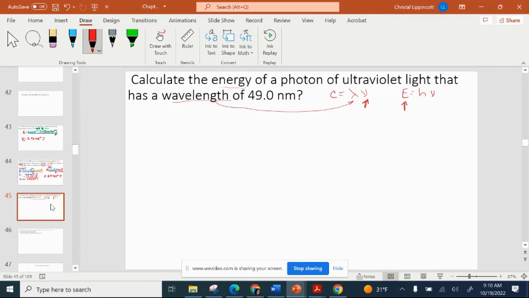But before you can solve for wavelength, what do we need to do? Convert it into meters. Okay, so see if you can convert this into meters on your own. You should be able to do that after your practice from last night.